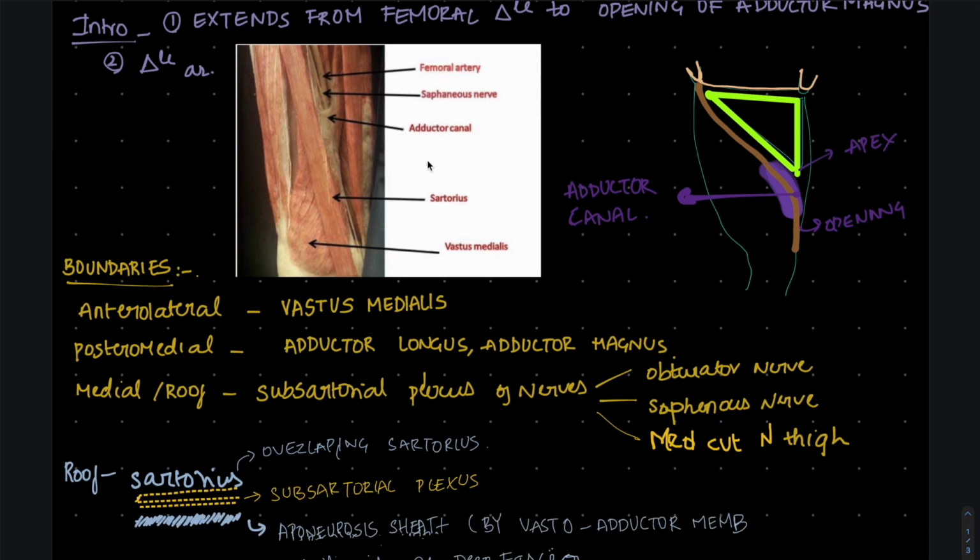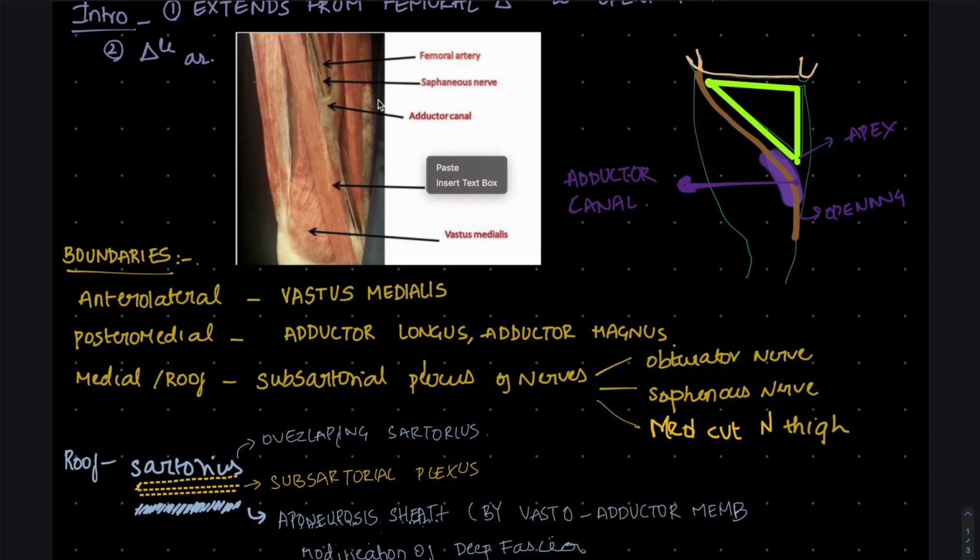Now look at this diagram. Here it is the femoral triangle, and this is the apex of the femoral triangle, and medially we have the adductor group of muscles. In the adductor compartment, first we have adductor longus, then brevis, and then the magnus.